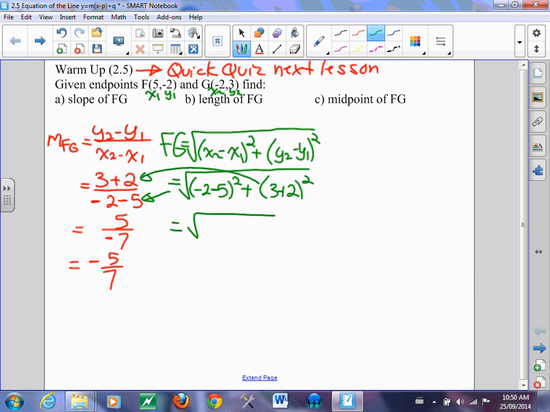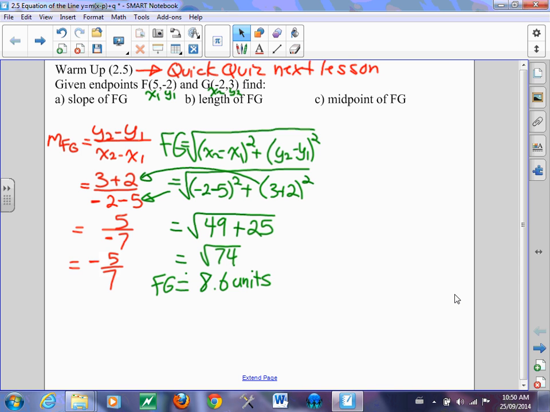Use your calculator. Negative 7 squared is 49, plus 5 squared is 25. Total that up, it's the square root of 74. Take the square root and round to one decimal place. So FG equals approximately 8.6 units. If you just put in units, that's great. Later on in the course, you'll be doing centimeters and meters or kilometers, etc.